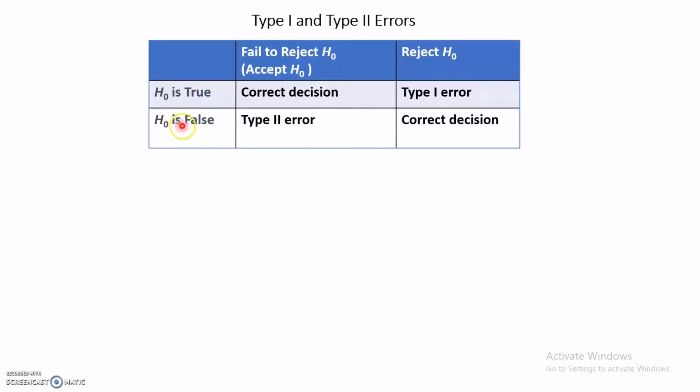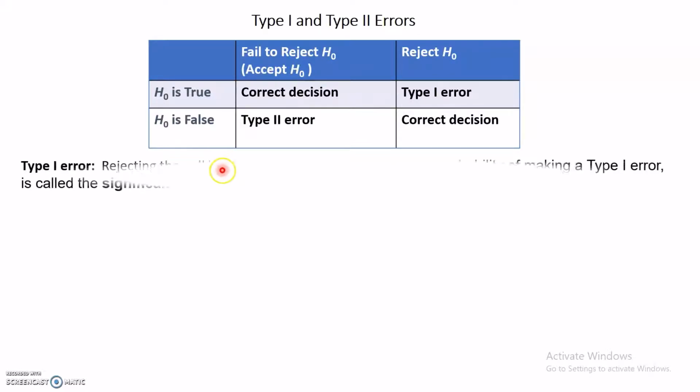And if we have a false null hypothesis and we reject it, it means we have made a correct decision. So with this chart, you can very easily understand when a type 1 error occurs and when a type 2 error occurs. So let's understand that.